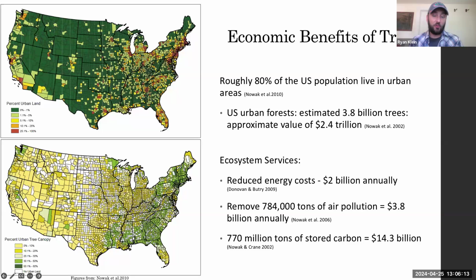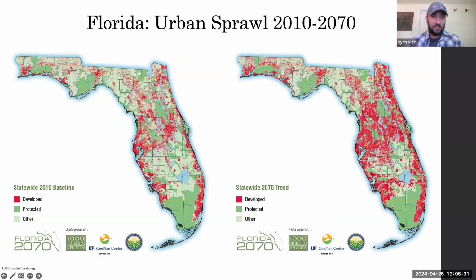And that's going to become even more important moving forward as development continues to take over all parts of not only Florida, but any areas that are somewhat urban, which are becoming more urbanized. So, something to consider moving forward. And just to that point, in Florida, there was a survey done by 1,000 Friends of Florida where they projected what 2070 would look like as far as urban sprawl throughout the state. Essentially, over that 60-year period from 2010 to 2070, the population's almost going to double. They're expecting about 34 million people by that point.